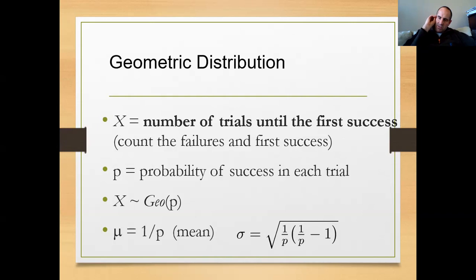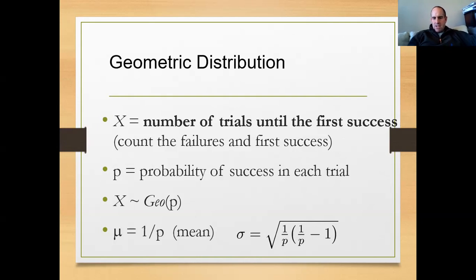We could figure out why that's the mean if we did a little bit of sum manipulation. Remember, we have the formula for expected value, just X times the probability of X, and we would be able to find that. But we really need to know what the probability of any given value happens to be, and we'll look at that in a minute. And then the standard deviation is given by the square root of 1 over P times 1 over P minus 1.